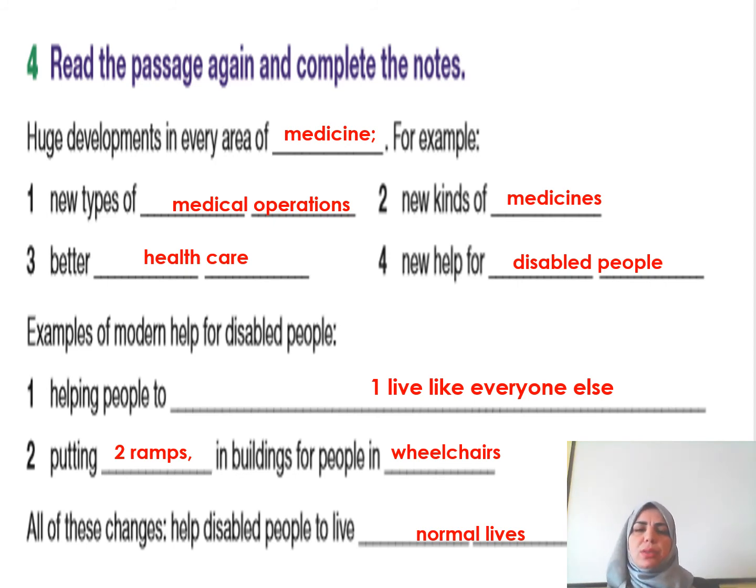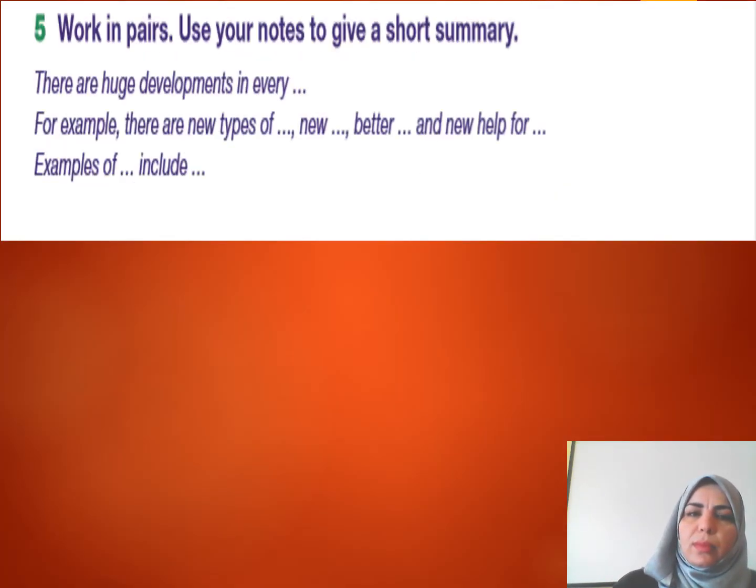Now you have 2 minutes in order to check your answers and correct the mistakes of them. Start, please. Now let's go to activity 5. Work in pairs. Use your notes to give a short summary. You will give a short summary for our lesson. These are some notes that you can use in order to make a short summary for this activity. Okay, for this lesson, you can use them.